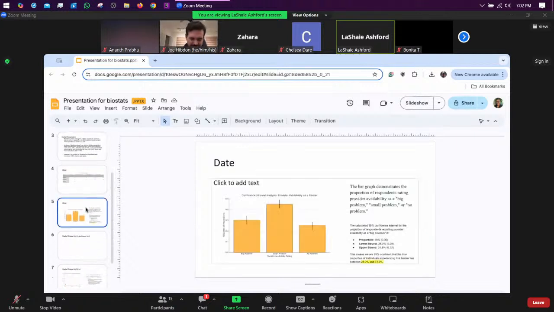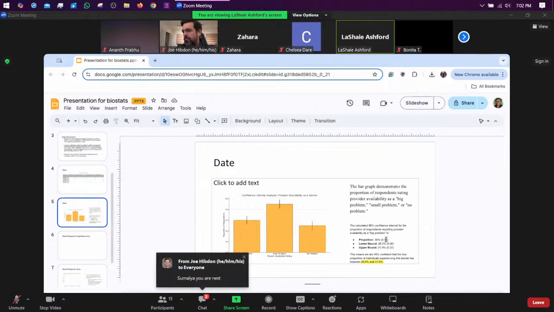And this is just a bar graph of the data. Just explaining the data. With my confidence interval, I was 95% confident that the number of people experiencing barriers lies between 28 and about 31.9%.